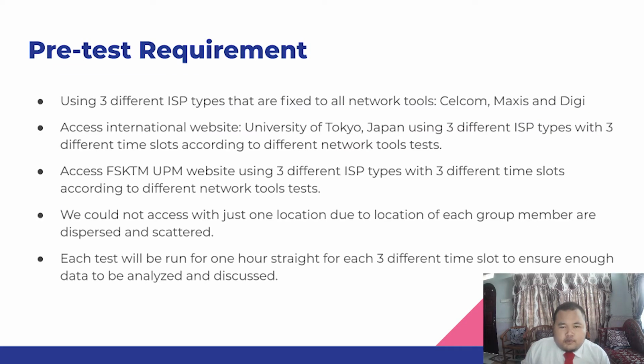Next, we will proceed to the pre-test requirement. We will use three different ISP types that are fixed for all network tools, such as Celcom, Maxis and Digi. Then every group was assigned to find one international website, and our group chose the University of Tokyo's website. After that, we need to access both the international and local website, which is the FSKTM UPM website, using three different ISPs or telcos at three different time slots, which are 12 AM, 12 PM and 6 PM.